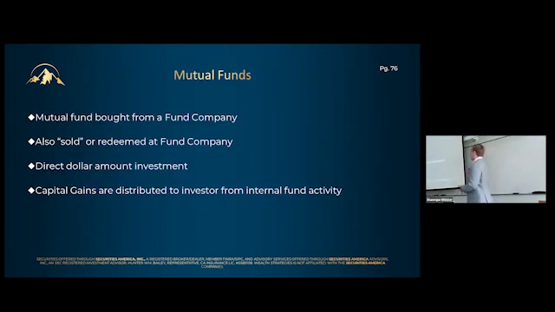Now, mutual funds. Talk about the difference here. Mutual funds are bought directly from a fund company. Even if you're buying them in the brokerage account, you are buying funds directly from that mutual fund. You're not buying it from a different investor. You're not buying it from a market maker. You're buying it straight from the fund company. And you're buying it at what's called net asset value.